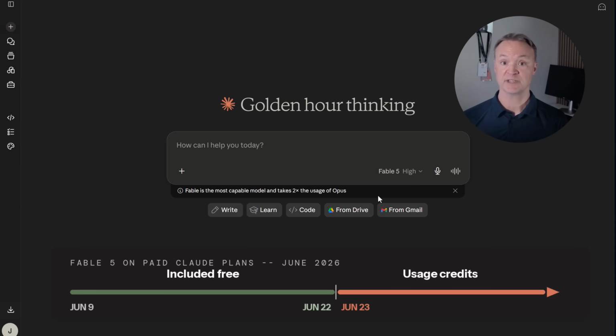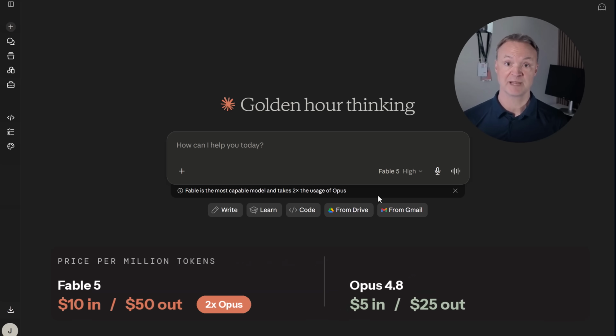Fable 5 is included on the paid Claude plans at no extra cost through June 22nd. Starting June 23rd, Anthropic removes it from those plans, and using it requires credits until they fold it back in. They've said the window may extend if capacity allows, but don't plan on it.